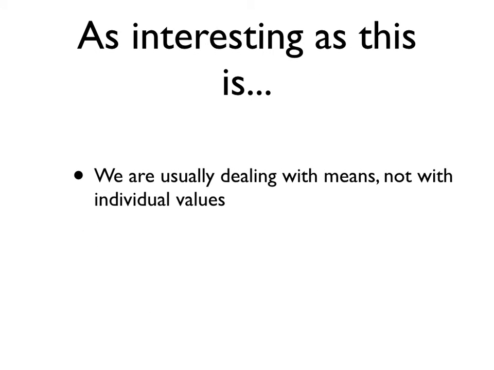And as interesting as this is, and I realize it's not that interesting, we're not usually dealing with individual scores, right? Those are made-up questions for intro stats homework assignments, like how many people have an IQ between 95 and 107. No one asks those questions in the real world. Those are uninteresting to us as scientists. So we're not usually dealing with individual values, we're dealing with means.